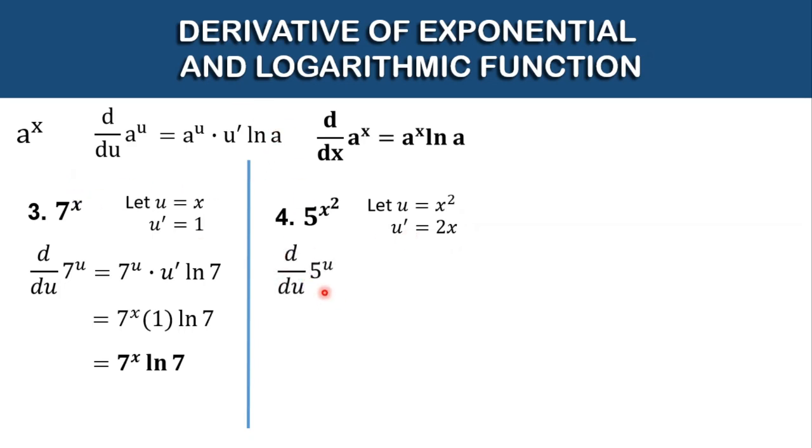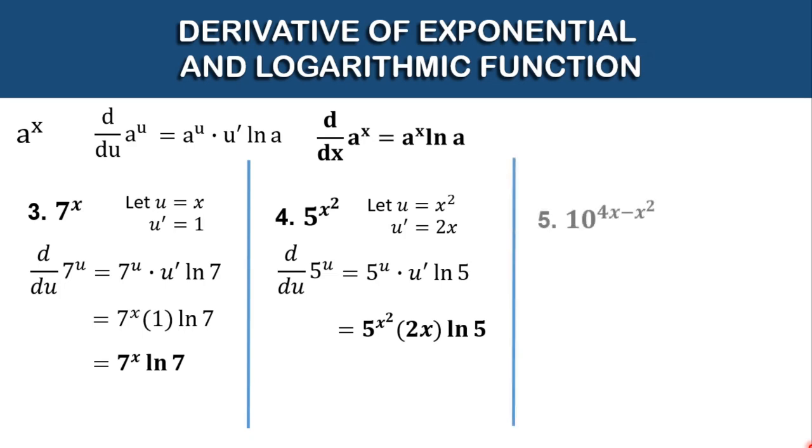So we have d over du of 5 raised to u. This is equivalent to 5 raised to u times u prime times ln 5. Where 5 raised to u becomes 5 raised to x squared. Then u prime is equal to 2x times ln 5. And ang final answer natin dito ay ito na dahil hindi na natin siya masisimplify pa. Now let's answer our problem number 5. Find the derivative of 10 raised to 4x minus x squared.